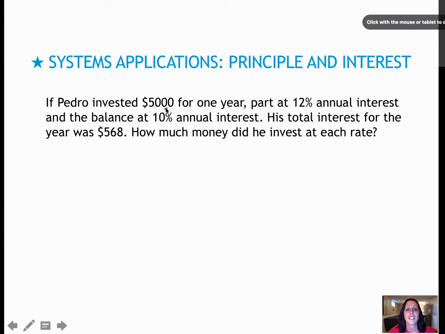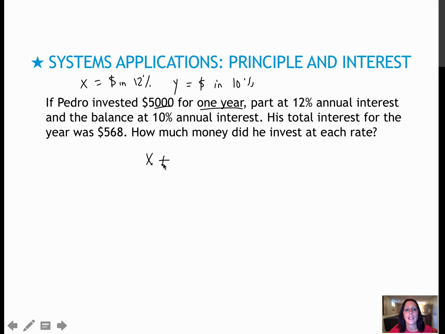So Pedro is investing $5,000 for 1 year, part at 12% interest and everything else at 10% interest. So I'm going to say X is the money in the 12%. I wish I had a rate like 12%. And Y as the money in the 10%. And so I know total that money is $5,000.